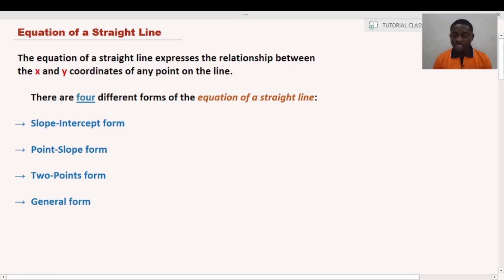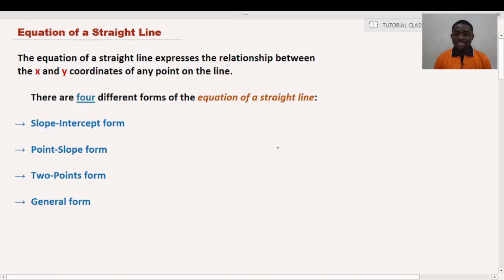By the end of today's tutorial, you will be able to determine the equation of a straight line given any of these properties, and you'll be able to determine the gradient from any given equation of a straight line. So let's move into action.